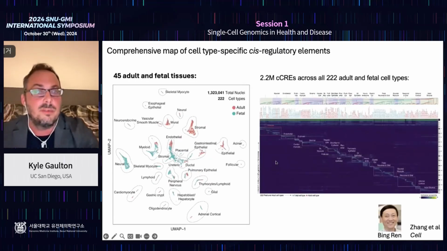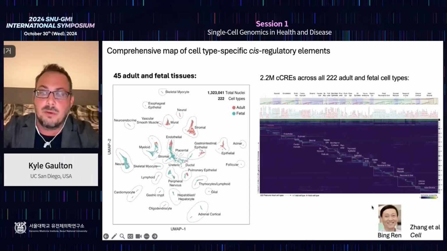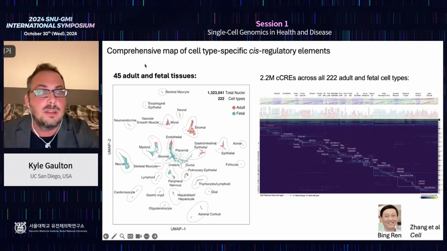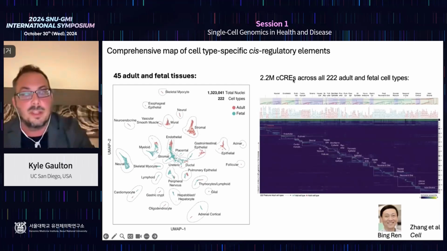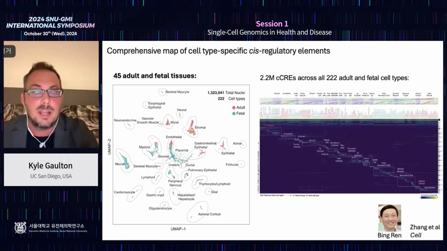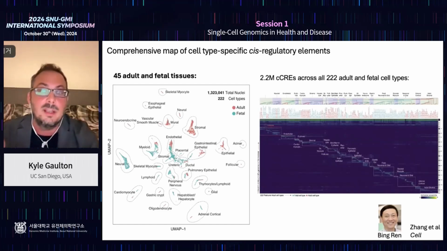In another example, we've looked more broadly across many different human tissues. This was a study done in collaboration with Bing Ren at UCSD, where they looked at 45 adult and fetal tissues and performed ATAC-seq on all these tissues and identified over 200 different cell types, adult and fetal, and then mapped over 2 million cis-regulatory elements across all cell types together. And again, categorized cCREs based on their specificity as well as sharing in this study across similar cell types within different tissues.